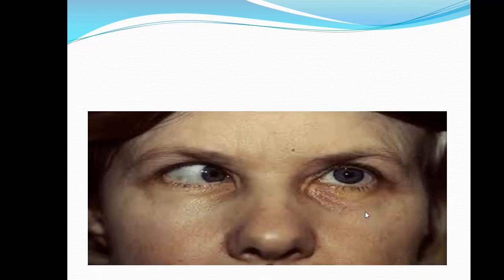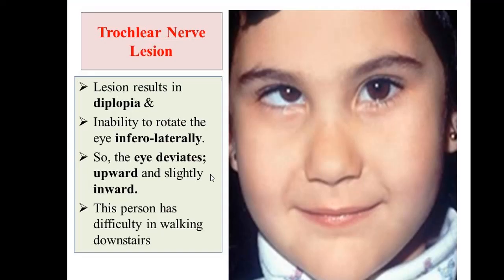Here you can see the squint, the eyeball is deviated inward. Again, in this patient of strabismus, this is a trochlear nerve lesion. The eyeball is deviated upward and slightly inward due to a lesion of the fourth cranial nerve, which is the trochlear nerve.